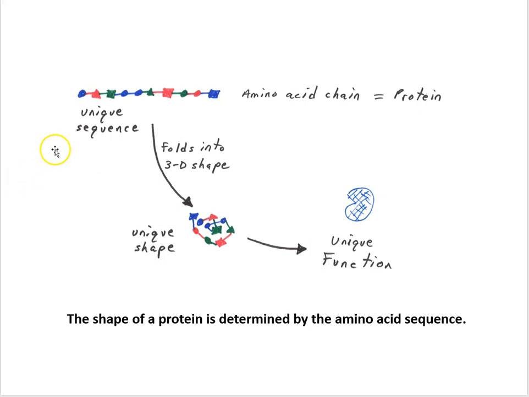So now, what determines the shape of a protein? Well, the shape of a protein is determined by the amino acid sequence. So here we see a sequence of colored shapes. Each of these colored shapes would be one of the 20 different amino acids found in living cells. And so a protein is simply a chain molecule. It's a sequence of amino acids, and that sequence determines how it folds up into its shape, and the shape will determine its function in the cell.